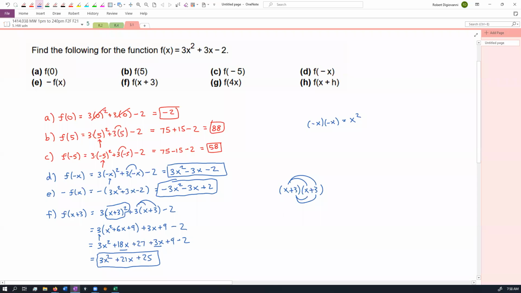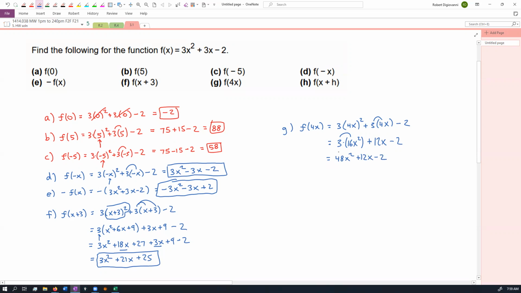And let's see. For part G, I'm going to plug in 4x. So I get 3 times 4x squared plus 3 times 4x minus 2. Here, when I square the 4x, I'll get 16 because I square the 4, and then I'll square the x and get x squared. Plus, I'll just multiply the 3 times 4 there, get 12x minus 2. And then multiply 3 times 16 to get 48x squared, then plus 12x minus 2. Can't do anything to that.